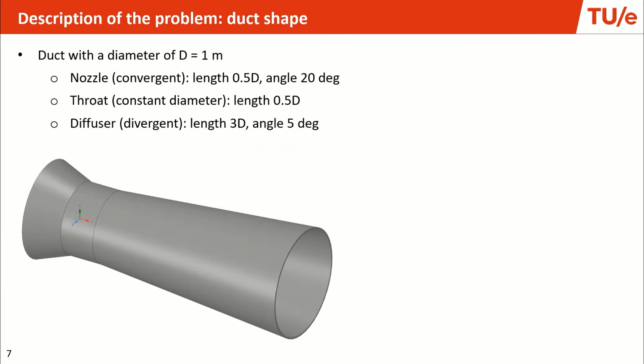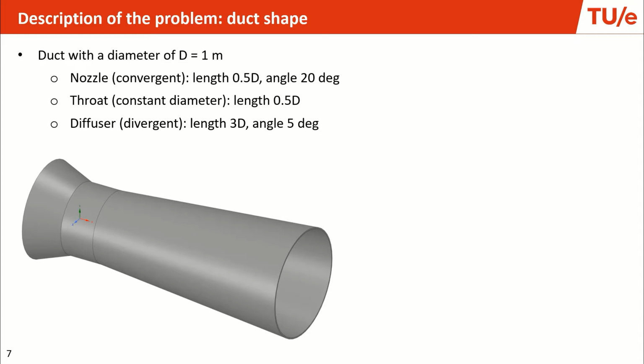In this tutorial, the duct that we're going to simulate has a diameter of 1 meter, so a radius of 0.5 meter. The convergent part, the nozzle, has a length of 0.5 meter, one radius, with an angle of 20 degrees. The throat has a length of 0.5 meter, also one radius. And the diffuser has a length of 3 meter, so 3 diameter, and with an angle of 5 degrees.